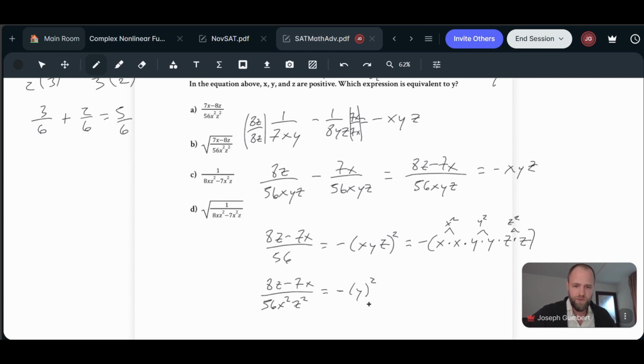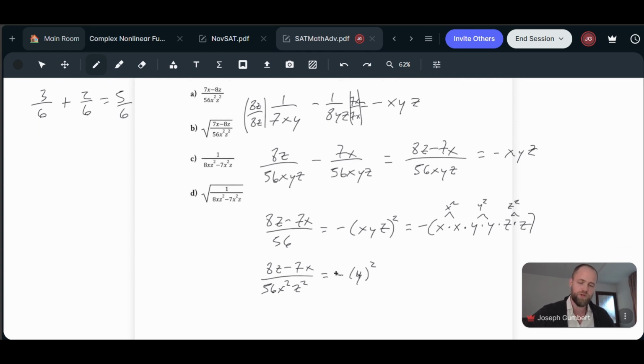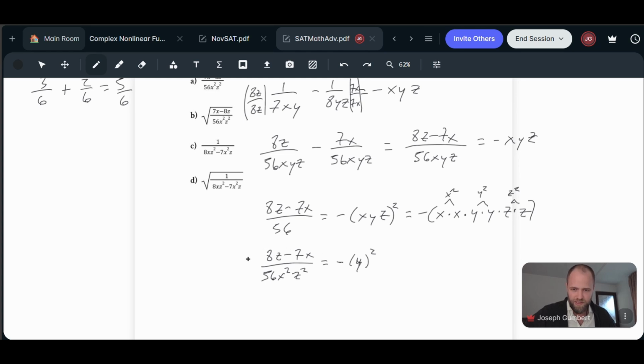And then from here, I want to go ahead and get rid of the negative as well. So I'm going to rearrange. When I multiply both sides by -1, the top is going to switch around. So I'm going to get negative 8z and then plus 7x. And so we'll just go ahead and rewrite that out. So that's going to be 7x minus 8z all over 56x squared z squared. So this is now going to equal y squared.